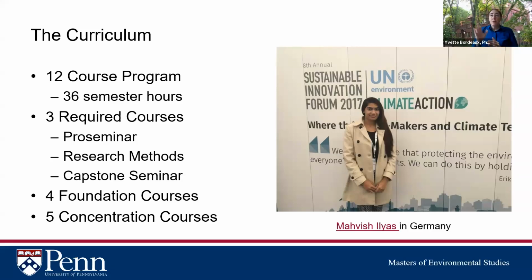So after you do your 3 required courses, you have 4 foundation courses and 5 concentration courses. So you'll pick a concentration, we have 6, and you'll take 5 courses in that area. And we designate specific courses that count for that. And then you have to take 4 foundation classes, and these are courses outside of your concentration that will complement your goals and what you want to do with your concentration.